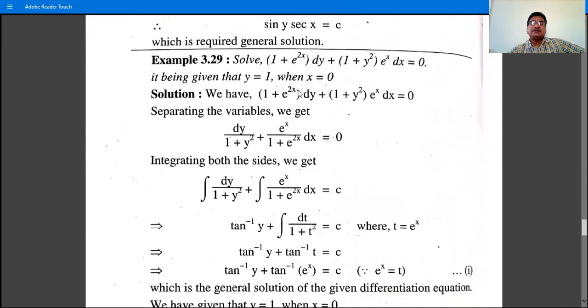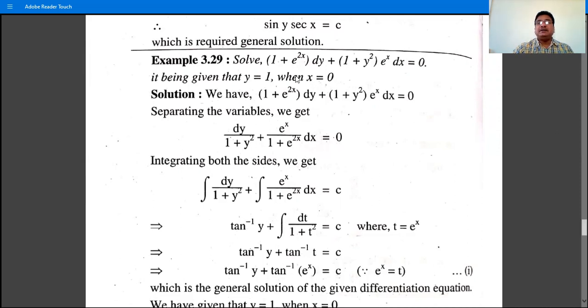of this differential equation. Next example of the variable separable form, 1 plus e raised to 2x dy plus 1 plus y square e raised to x dx is equal to 0. It's being given that y is 1 when x is 0. That is, we are given the initial condition, y(0) is equal to 1. Y is 1 and x is 0.